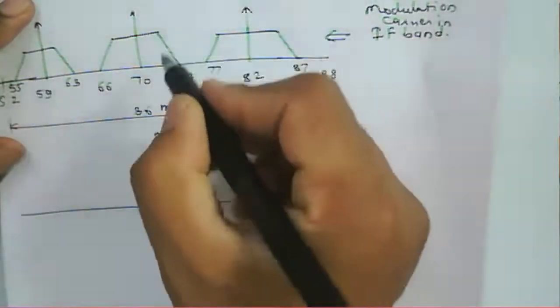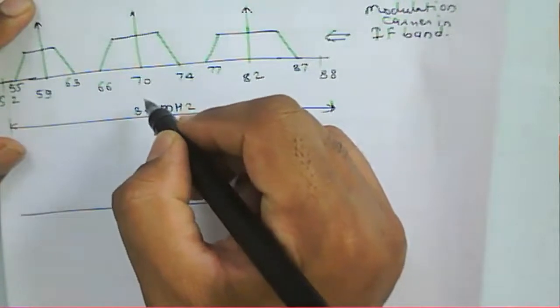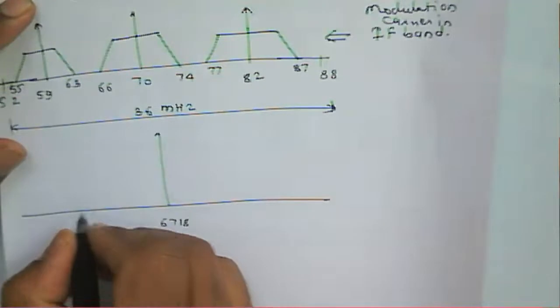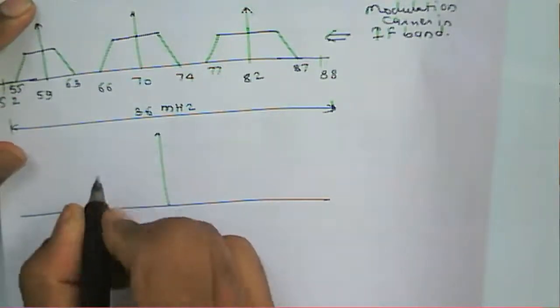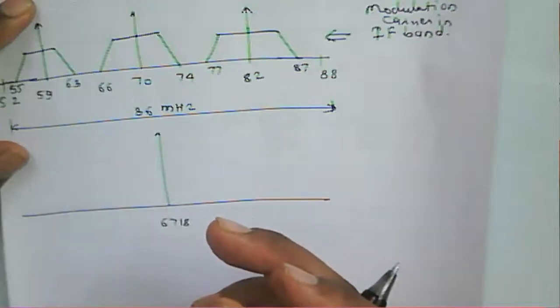Then whichever IF signal is there is to be multiplexed with your signal. So we will get a mixer output. What is that mixer output?